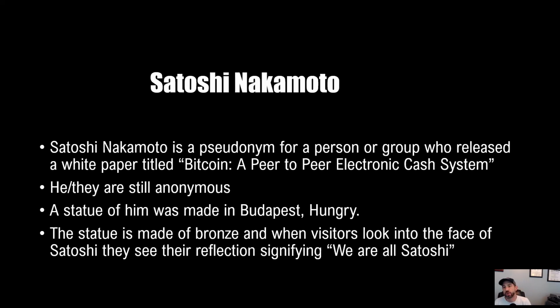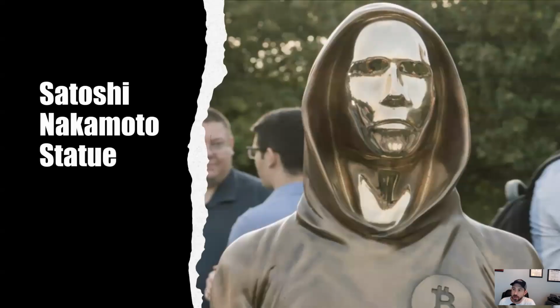All right, so Satoshi Nakamoto, he's the guy, or thing, that started it. It's a pseudonym for a person or a group who released a white paper titled Bitcoin: A Peer-to-Peer Electronic Cash System. They are still anonymous. A statue of him was made in Budapest, Hungary, and the statue is made of bronze. When visitors look into the face of Satoshi, they see their reflection, signifying we are all Satoshi. And there you go. That is the statue of Satoshi Nakamoto in Budapest, Hungary.